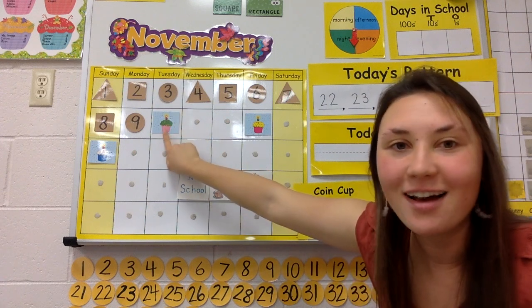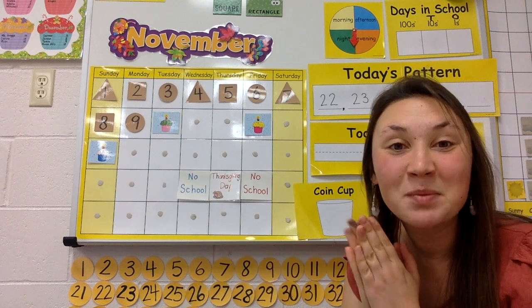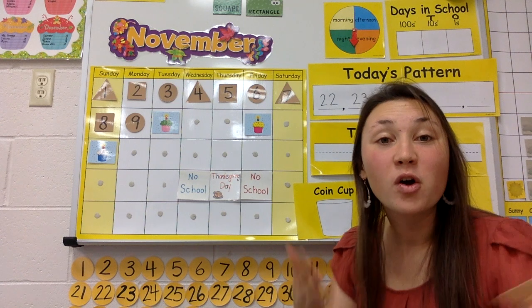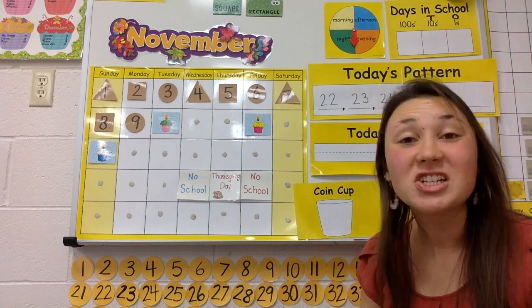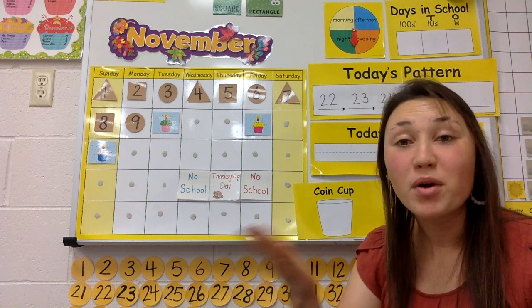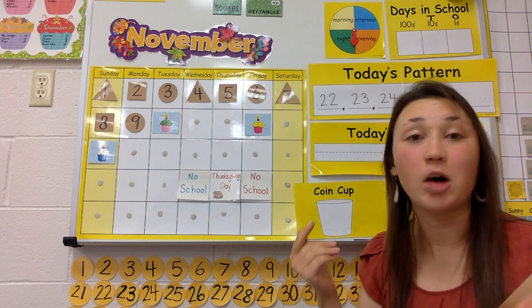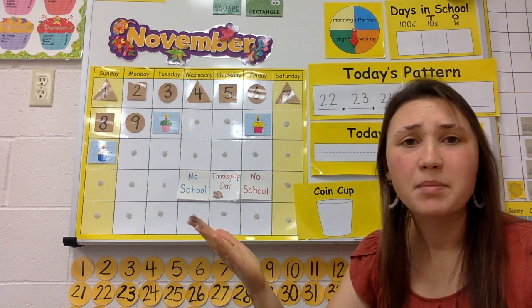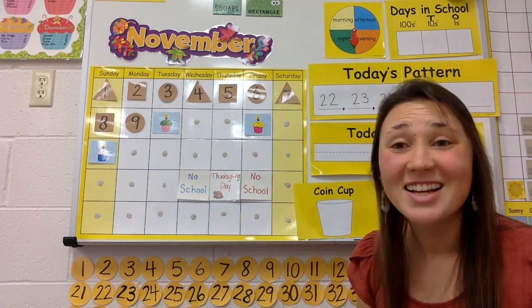We have a cupcake on today, which means today is someone's birthday. Today is someone's birthday who is not a student. She is actually an aide in the classroom. When you are here in person, she gets to help you with all sorts of things in the classroom. She helps you read, has one-on-one time with you, helps pass out things. She does all sorts of things to help you learn.